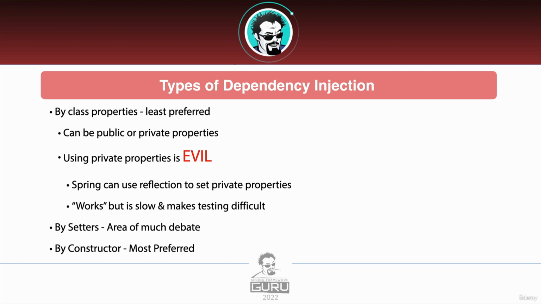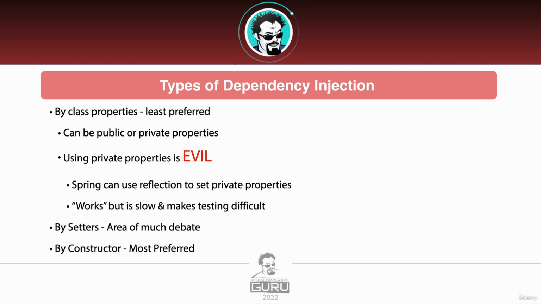Types of dependency injection. By class properties, that is the least preferred. These can be public or private properties. Using private properties, you can do this. I consider it evil. You can see there I have that in red. If you have a private property, Spring can actually use reflection to go ahead and set that at runtime. This, air quotes, works, but it is slow, and it also makes your testing difficult. It becomes a kind of a headache to test classes where you are performing dependency injection on private properties.